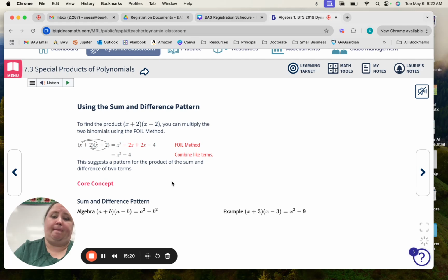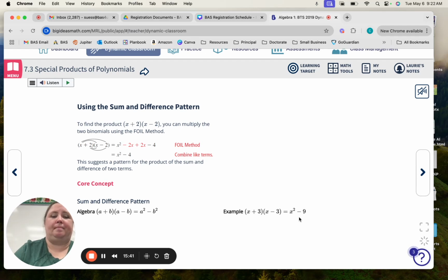Why is it -9 and not -3 squared? Because the first one is a positive and the second one's a negative, and a positive times a negative is a negative. Yeah, but why is it 9 and not 3 squared? Well, it can be 3 squared. But we simplify it all the way down, which makes it 9. Great question.